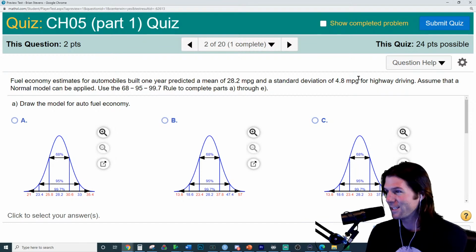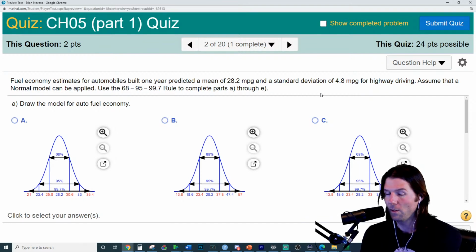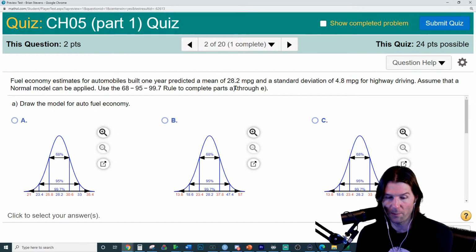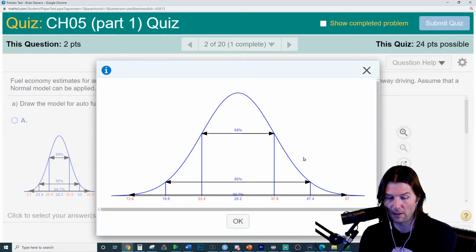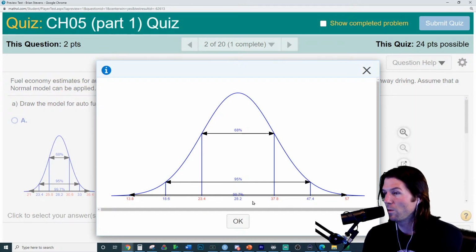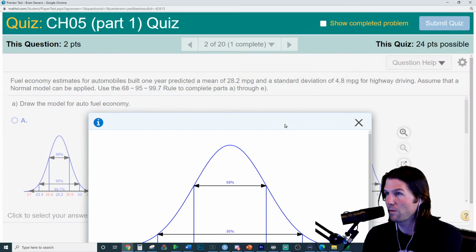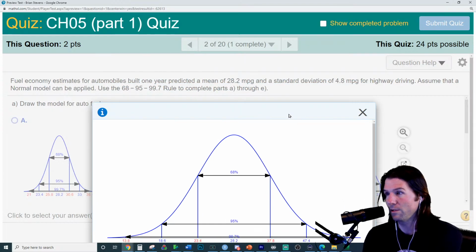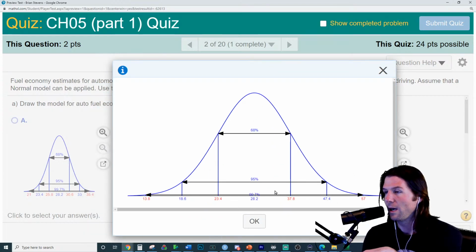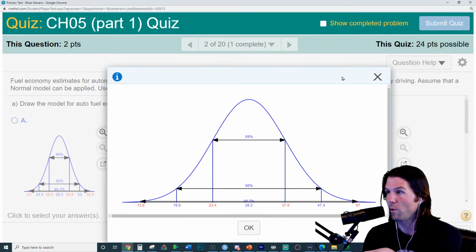So now we're on to the 68, 95, 99.7 rule. We have here the mean of 28.2 and a standard deviation of 4.8. And if you look at some of these graphics, they're just ridiculous. As in this one right here. What do you notice is wrong about this? Let me repeat those numbers if you didn't see them. A mean of 28.2. Cool. And then a standard deviation of 4.8.